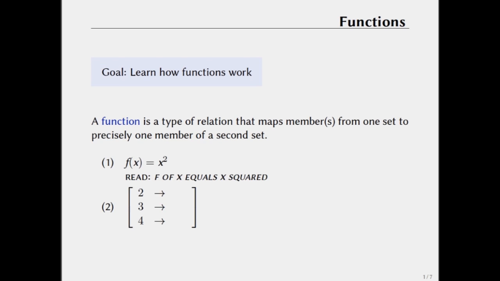So to take a very simple example from math, in 1, f of x equals x squared, then you'll take x and it will give you x squared. So if you give it 2, it gives you 4. You give it 3, it gives you 9. You give it 4, it gives you 16, and so on.